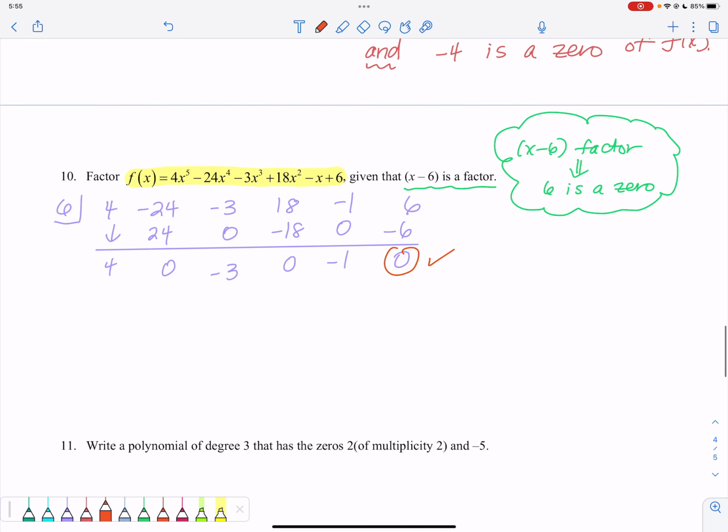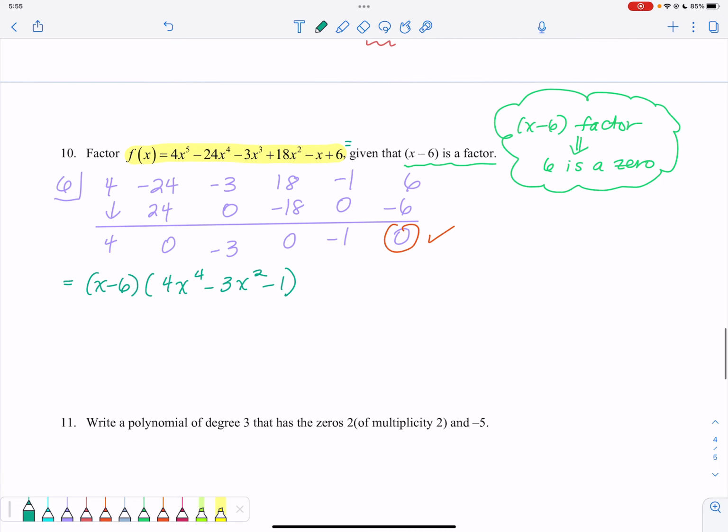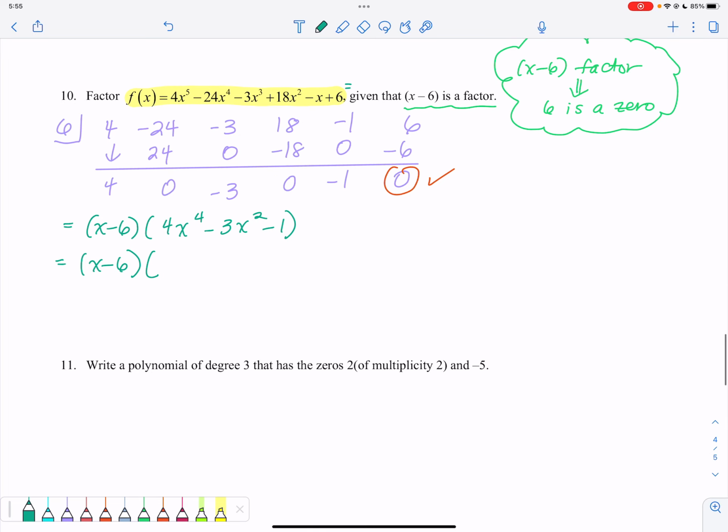Okay? So now what do we have? We have that this function here is equal to x minus 6 multiplied by 4x to the 4th minus 3x squared minus 1. So now what we can do is factor that. As you can see, if we have a 4 and a negative 3, a negative 4 and a negative 3, we can factor this into 4x squared minus 1 and an x squared minus 1.